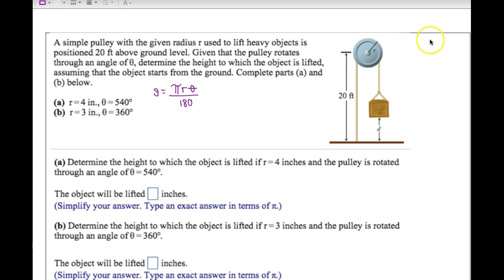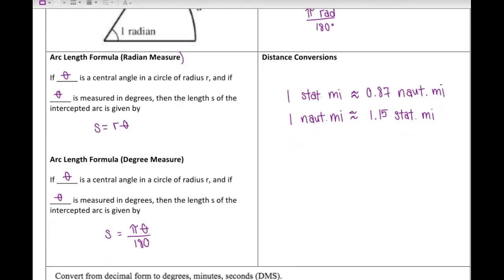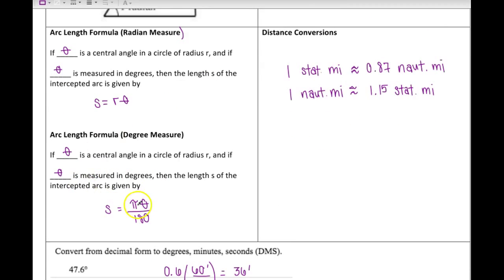And you know what? I just realized something. I'm going to scroll back up here. Forgot the R in here. So if you guys can make this correction, here, let me just rewrite it. This should be pi r theta over 180. My bad. There we go.